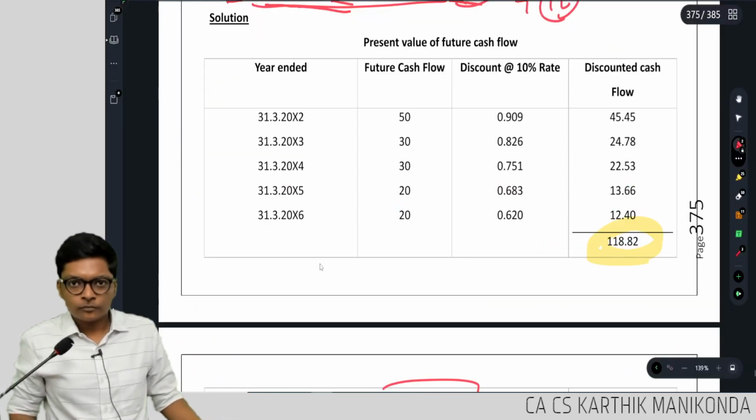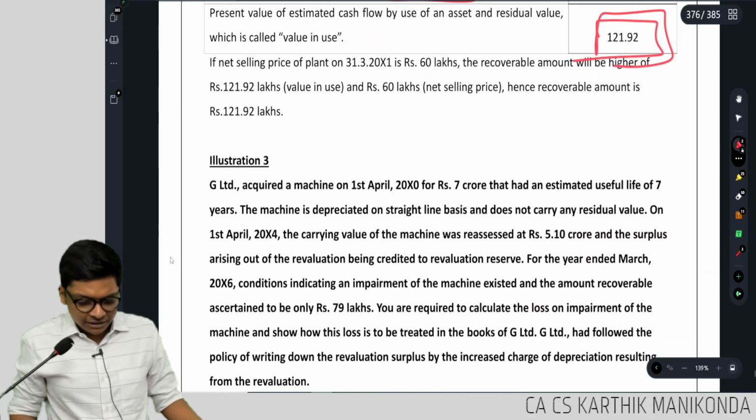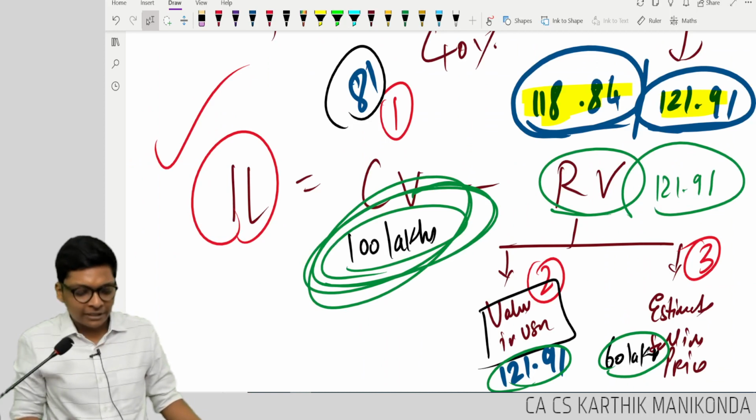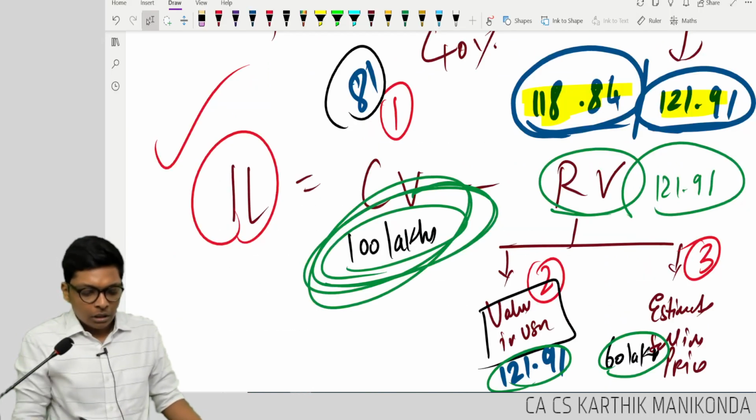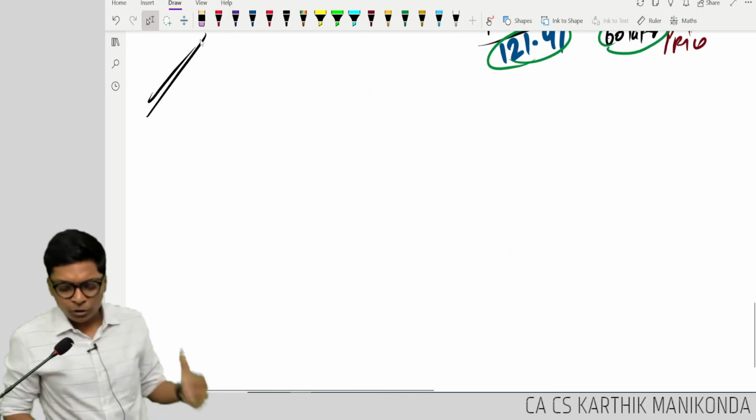Can we proceed? Okay. Illustration 2 is done. Illustration 3 we can do, but not now. I need to teach more concepts. So now, are you getting control over this chapter? Hello. Let's proceed further, guys.